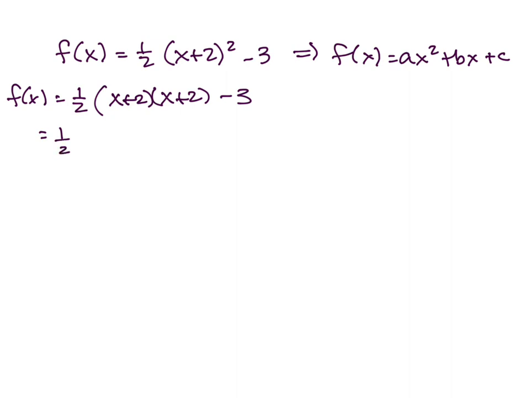So we keep going. Half x times x is half x squared. That's first. And then outside we have a 2x, and inside we also have a 2x. What's 2x and 2x? 4x. Plus 4x, plus 2 times 2, 4. So that was first, outside, inside, last. Y'all remember doing this before? And then our minus 3 on the end.